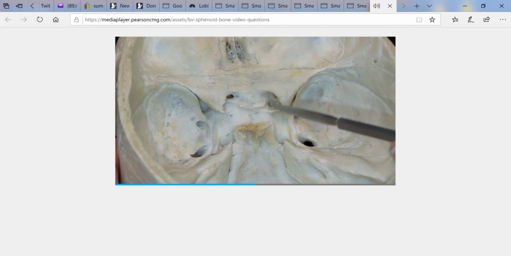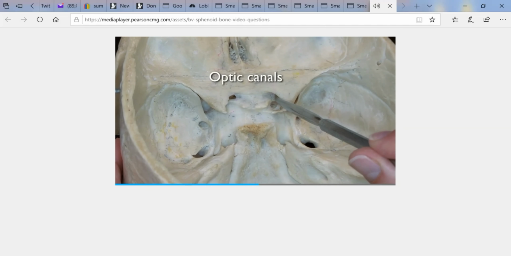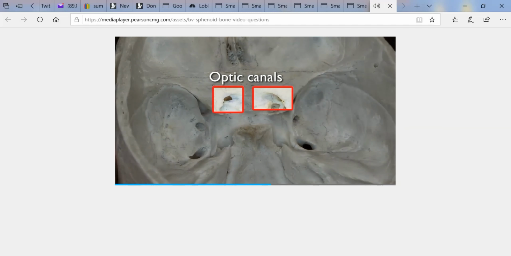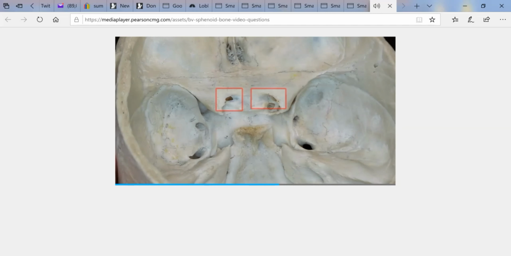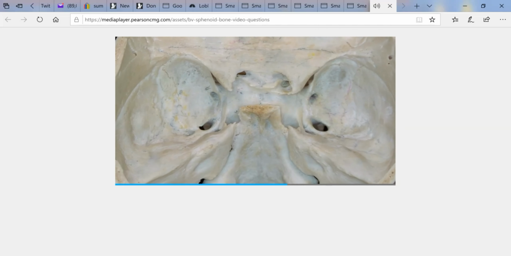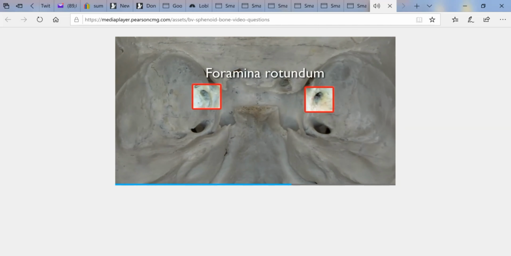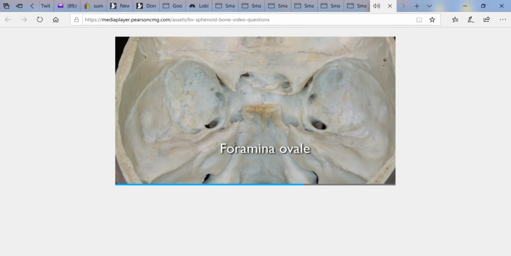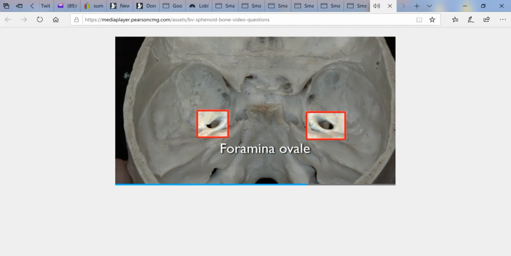These two openings in the lesser wings are the optic canals. The optic nerves pass through the optic canals, carrying sensory information to the brain from the eyes. On the greater wings of the sphenoid are the foramina rotundum and the foramina ovale, which are passageways for nerves.